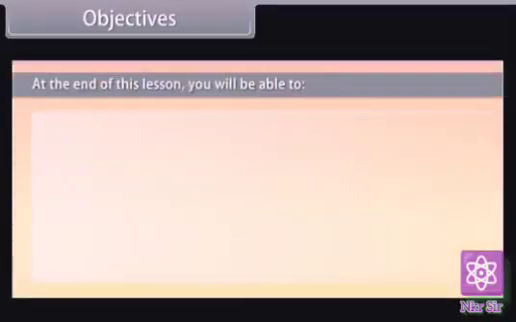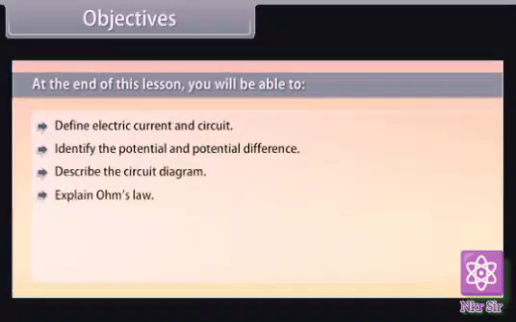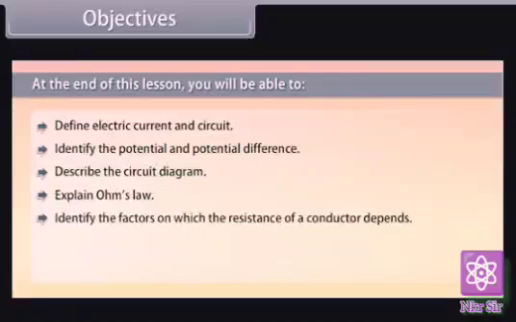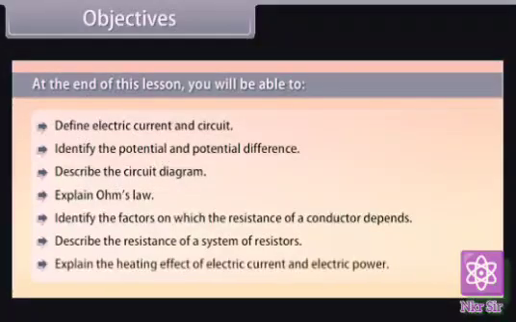Objectives. At the end of this lesson, you will be able to define electric current and circuit, identify the potential and potential difference, describe the circuit diagram, explain Ohm's law, identify the factors on which the resistance of a conductor depends, describe the resistance of a system of resistors, explain the heating effect of electric current and electric power.